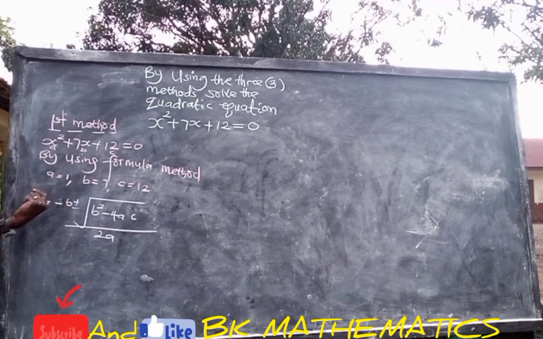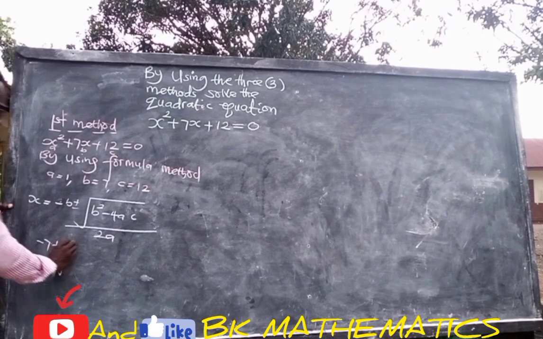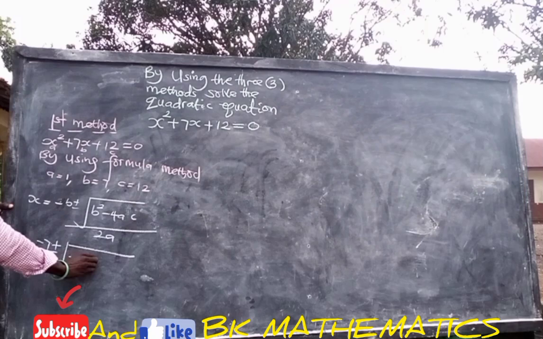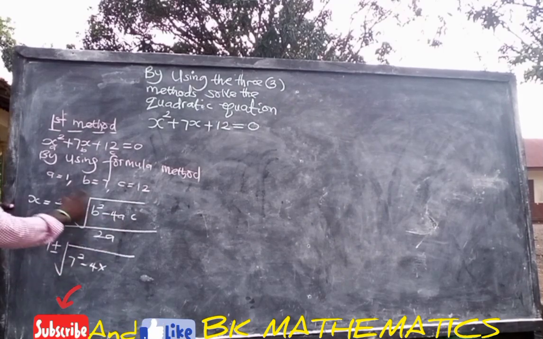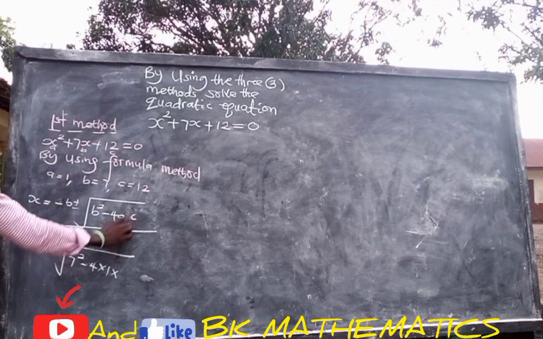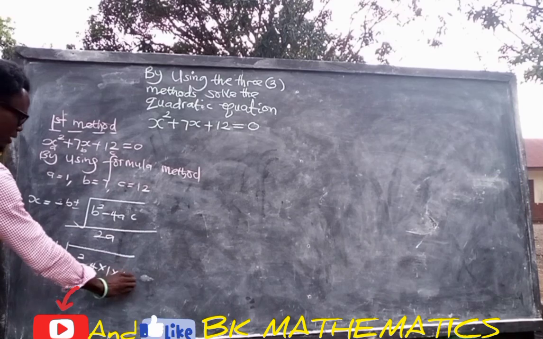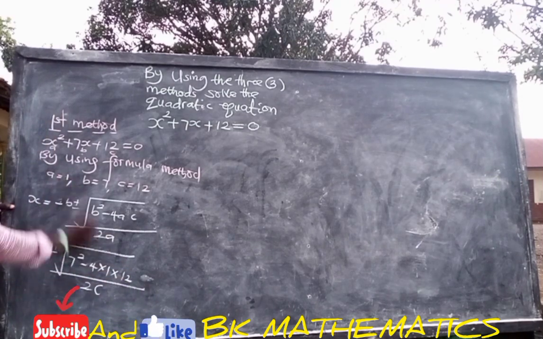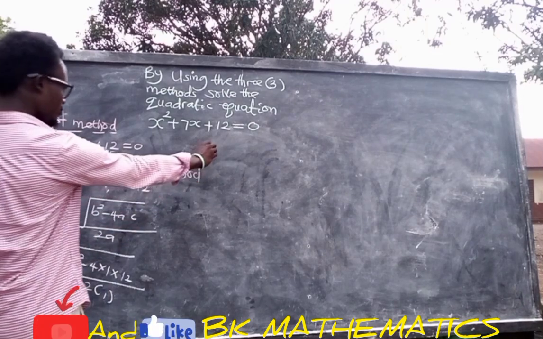Now what are you going to do? You just need to substitute. What is b? This gives us 7. So this becomes minus 7 plus or minus the square root of, what is b? This is given as 7. This is 7 squared minus 4 times, what is a? a is given as 1, times c is given as 12. Then everything becomes 2 times a, and we know a is given as 1. Then it continues from this point.